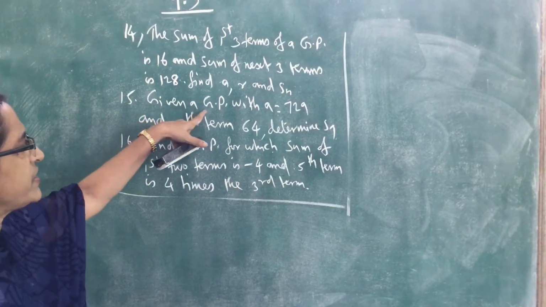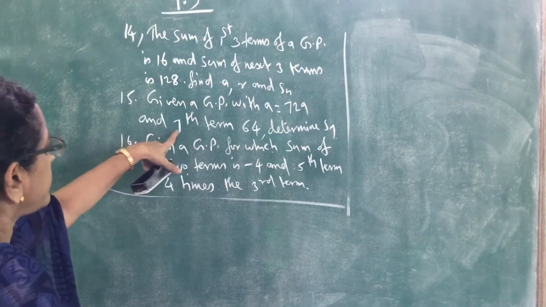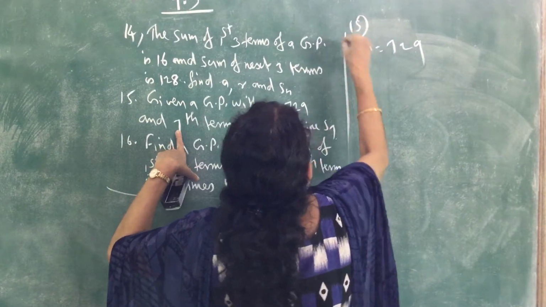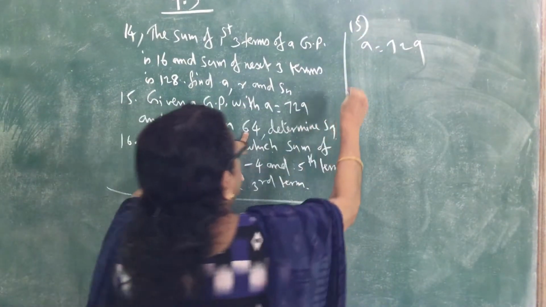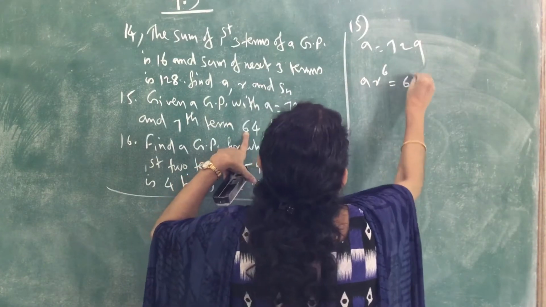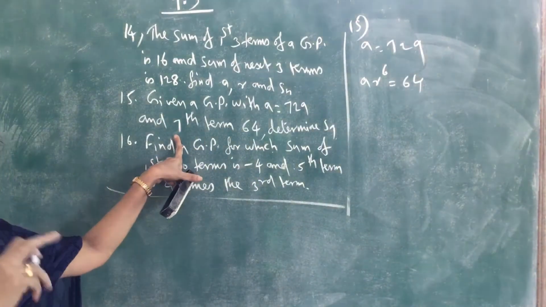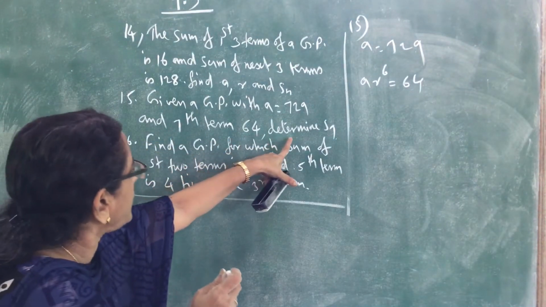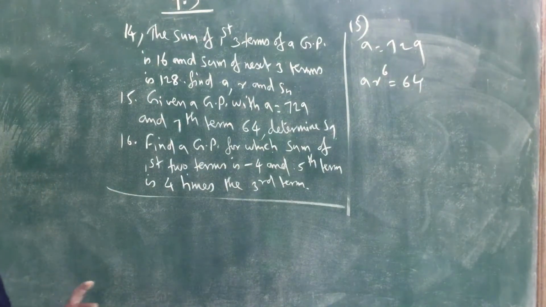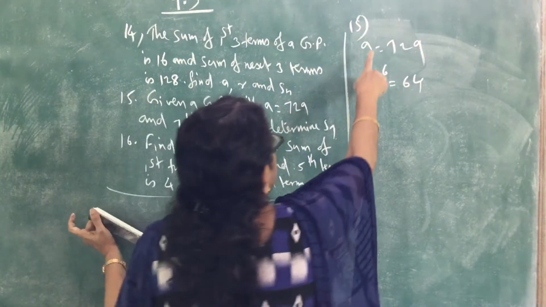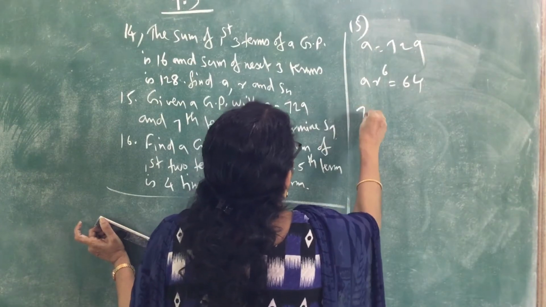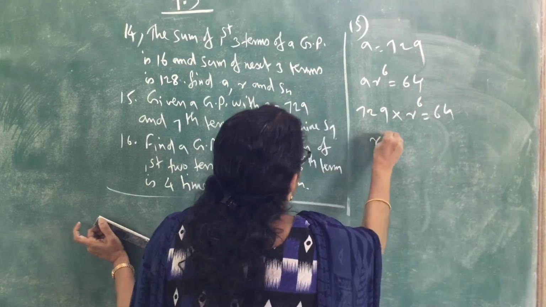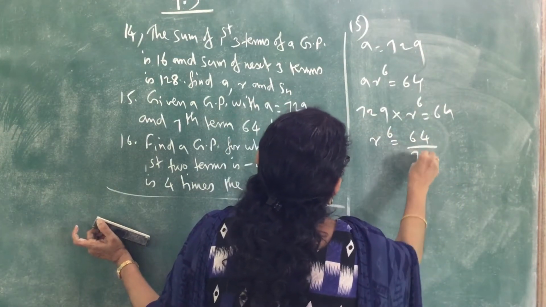Now the 15th one. Given a GP with the first term A equal to 729, and the 7th term 64. So AR raised to 6 equal to 64, using the formula for the nth term AR raised to n minus 1, here a r raised to 7 minus 1 equal to 64. We have to find S7, the sum of 7 terms. Substituting A, 729 into r raised to 6 equal to 64, so r raised to 6 equal to 64 by 729.